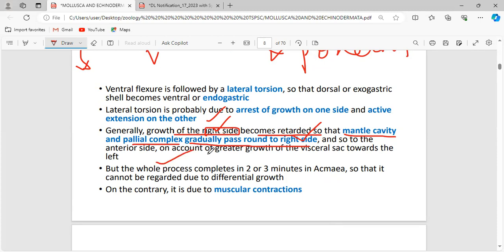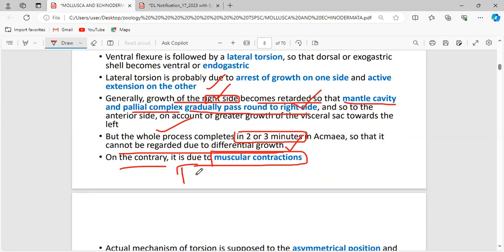Now, the whole process completes in 2 or 3 minutes, so it cannot be regarded as differential growth. On the contrary, it is due to muscular contractions. So it is a simple process. We are exaggerating, torsion is this, torsion is that, but there is no exaggeration. Torsion is simply muscular contractions, where all those important structures or organs will be protected under the shell.